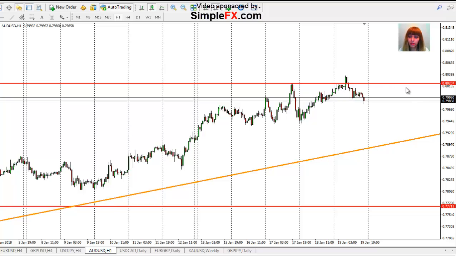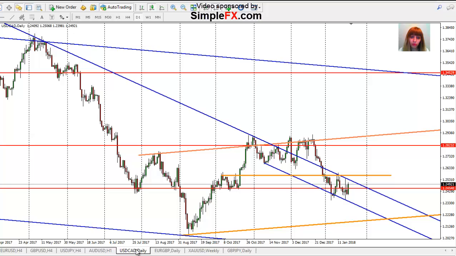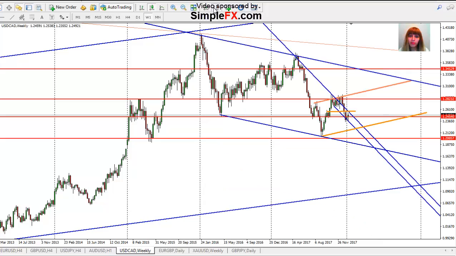So that's how we'll be looking at placing orders. Okay, so that was with dollar, Australian dollar, and dollar Canadian. So I'm going to the weekly chart again, so it will be a bigger picture too. Okay, lots of levels, so don't be scared.